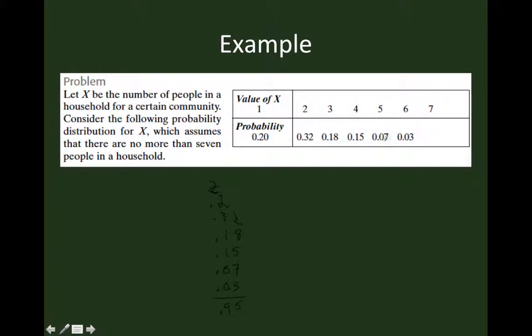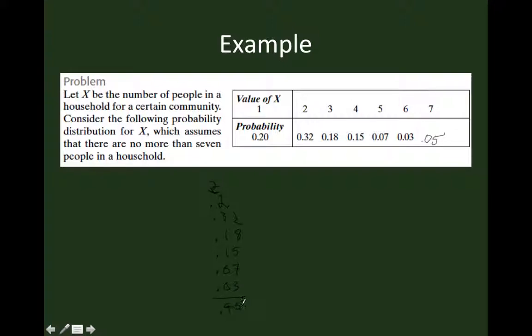So the sum of the first 6 probabilities here is 0.95, which means the value for x equals 7 must be 0.05. You just double check my addition here. So I got 20 and 32 is 52, 62, 70, 75, and 10 is 85. So I might have misadded here.